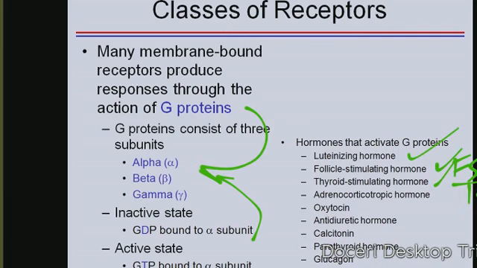adrenocorticotropic hormone, oxytocin, and antidiuretic hormone, ADH. Calcitonin, parathyroid hormone, glucagon, and epinephrine, not norepinephrine.